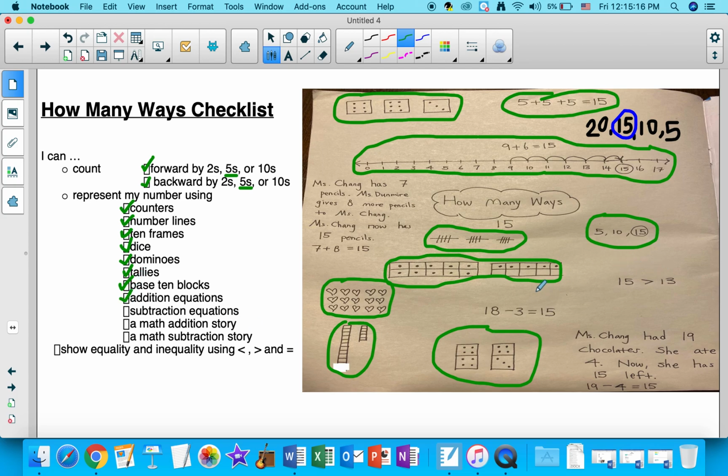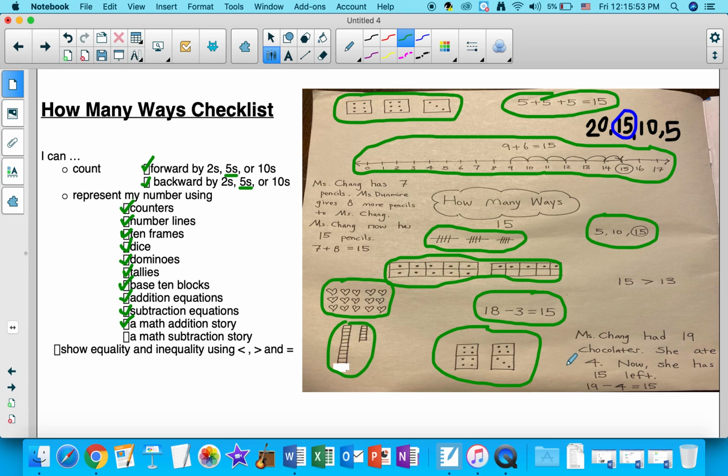I have a subtraction equation right here. 18 take away 3 equals 15. So I can check off the subtraction equation. I have a math addition story right here. Miss Chang has 7 pencils. Miss Delmeyer gives 8 more pencils to Miss Chang. Miss Chang now has 15 pencils. So 7 plus 8 equals 15. Okay, Miss Chang wrote a math addition story, so I can have a check mark right here.